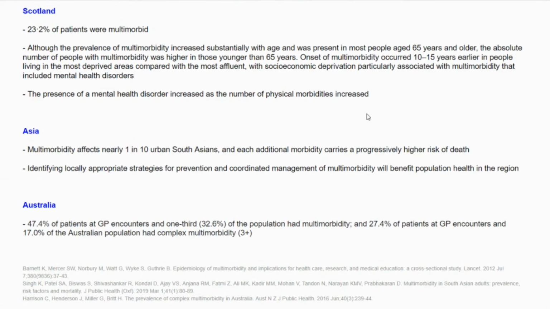In Asia, multimorbidity affects 1 in 10 urban South Asians. And in Australia, I quote this one partly because they talk about the issue of complex comorbidity. Complex comorbidity has different meanings, but often it means patients who have 3 or more conditions, which is a considerable burden of illness, and it puts considerable pressure on healthcare services.